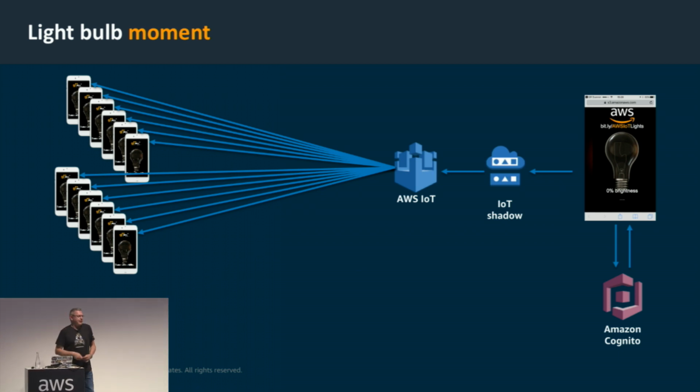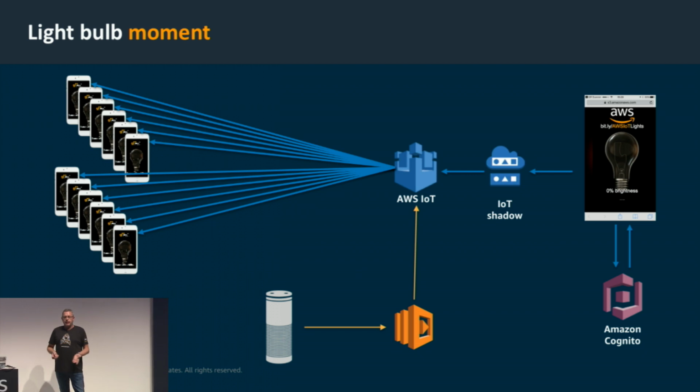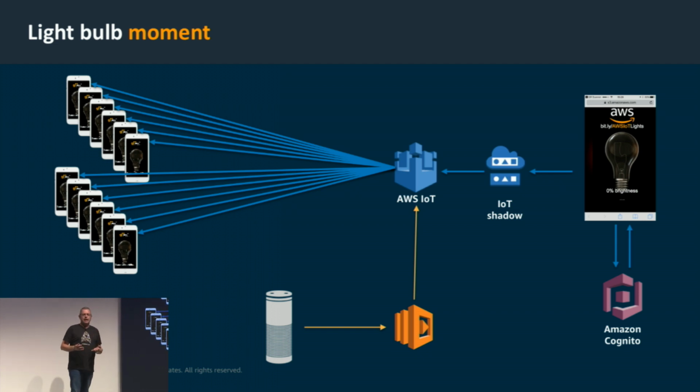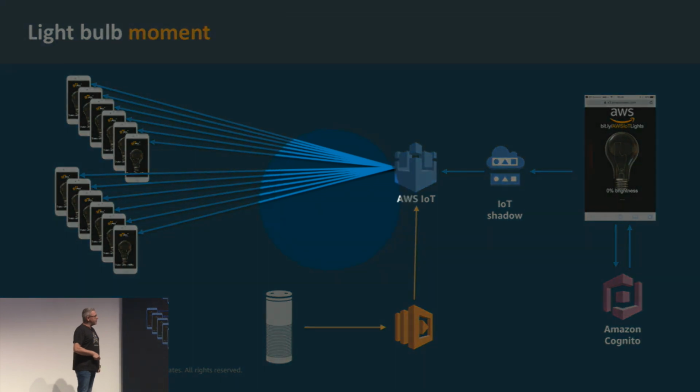I can obviously add some more capabilities to that, like adding a third-party application or adding Alexa. In very few lines of code, I can add an Alexa device with a very simple skill and tell Alexa, Alexa, turn lights to 50%. It will change the shadow to 50% by using an AWS Lambda function.